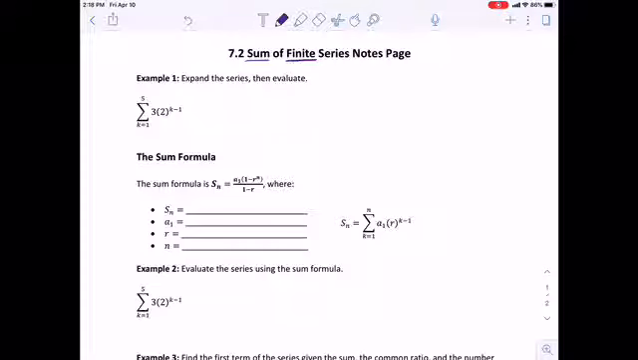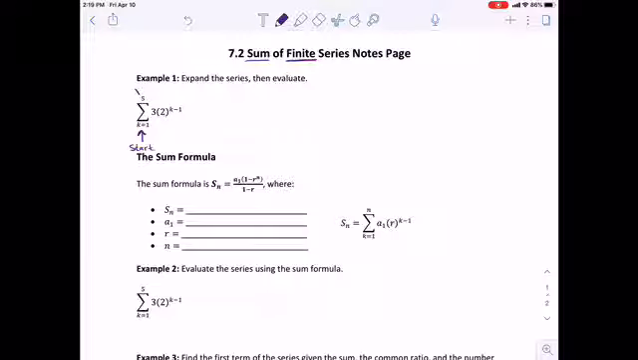So if you look at our first example, it says to expand the series and then evaluate. The first thing you need to notice is we've got this big block E thing going on. This E is the Greek letter epsilon, and it's the symbol we use when we want to find a sum. And notice down here it says that k equals 1. This is our starting point. We're going to start out when k equals 1. Usually we start with 1. We can change that number, but typically we do start with 1.